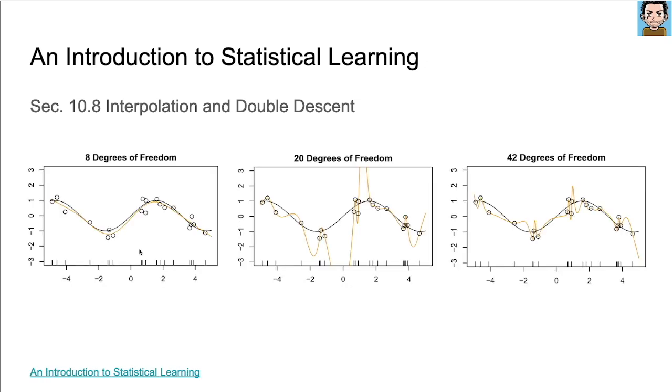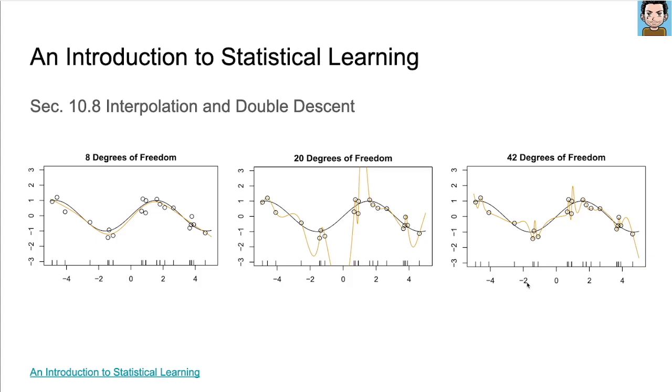So instead of 8 degrees of freedom on the left-hand side, the book tries both 20 degrees of freedom and 42 degrees of freedom. With 20 degrees of freedom, the learned orange model delivers a very poor approximation. Surprisingly, when we increase the degree of freedom from 20 to 42, the learned model becomes better. It is not ideal, but significantly better compared to the model with 20 degrees.